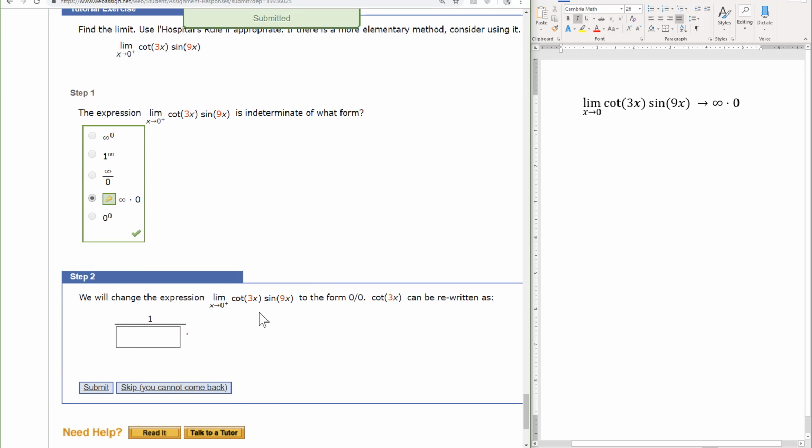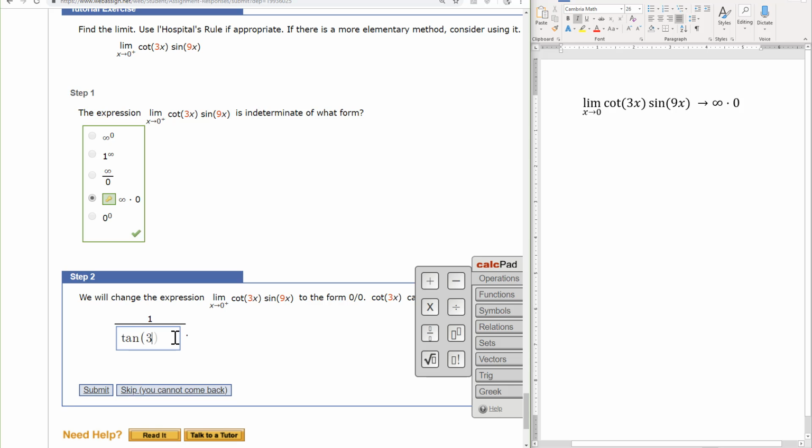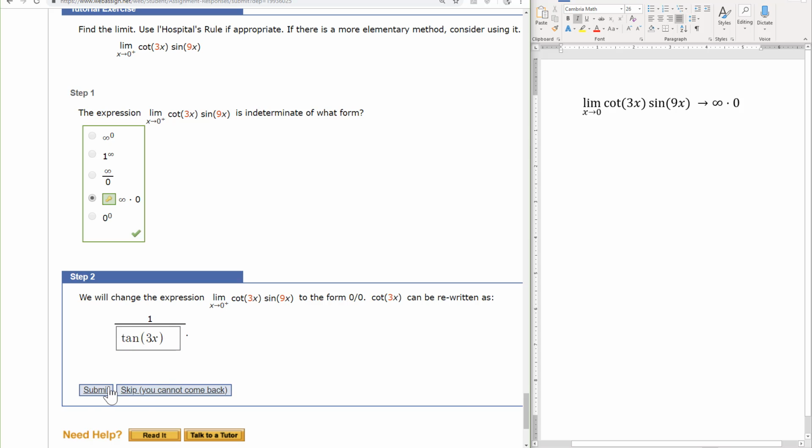So now if we just change the expression, the cotangent can be written as cosine over sine, or 1 over tangent, I suppose, if that's what they're going for. I probably would have written it as cosine over sine, but in this case they had a 1 in the numerator, so it looks like they want us to write 1 over tangent.